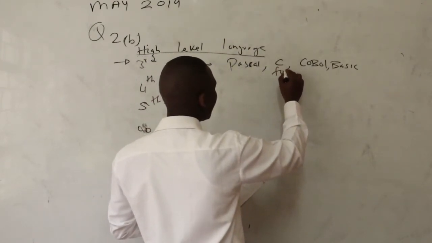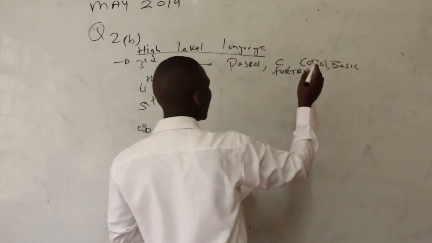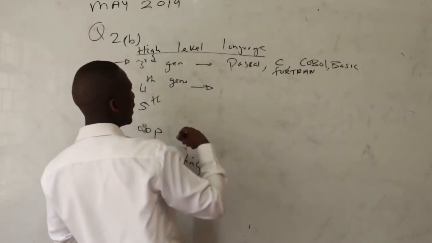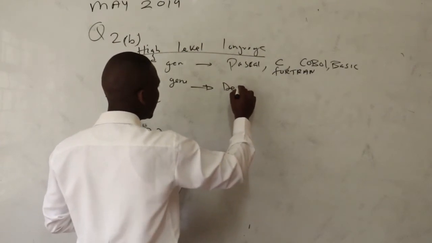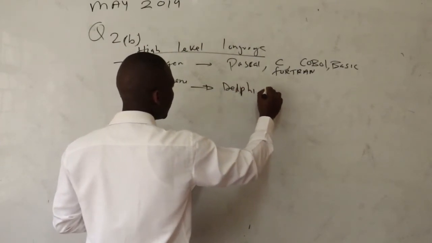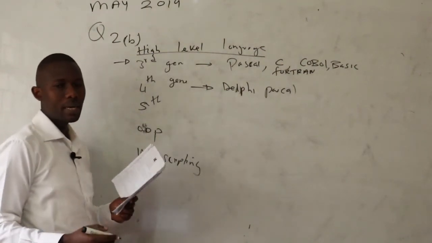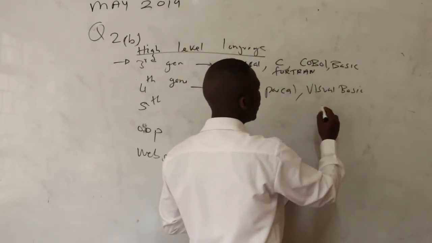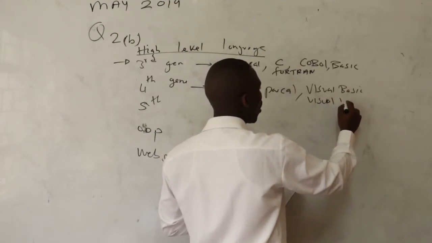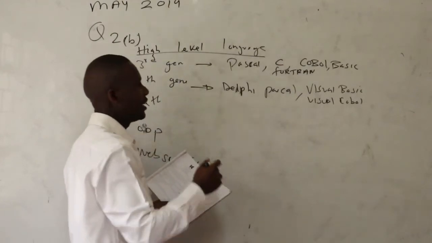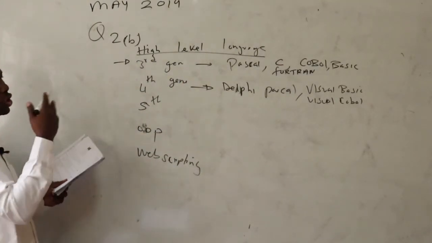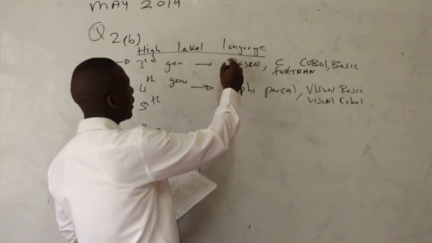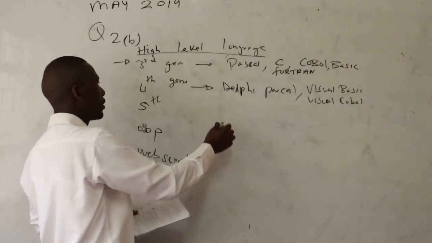Maybe let's write all of them. We have Fortran, Formula Translator. Under the fourth generation languages, we stated that they are visualized, like we have Delphi, Pascal. We also have Visual Basic, and we have Visual COBOL, and many others. They are visual programming languages. Fourth generation can also be referred to as visual programming languages.